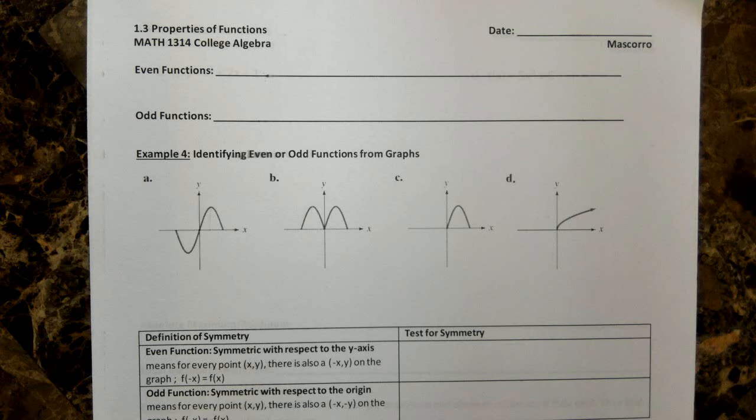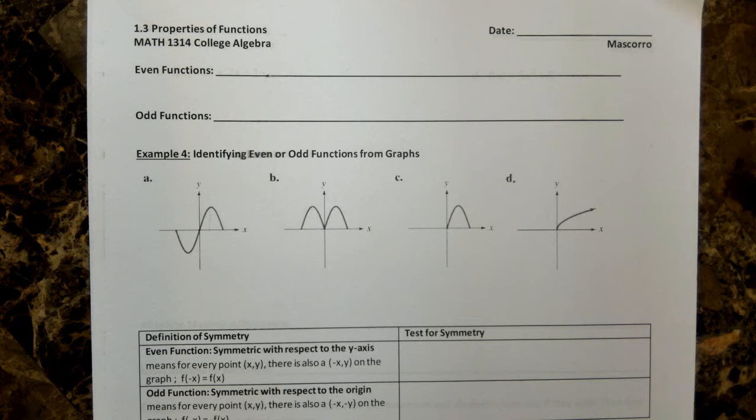All right, students, so today's lesson is going to be over 1.3 properties of functions. The last two chapters, we've covered what a function is, how to tell if something is a function or not, different properties of functions such as domain and range and intercepts. And today we're going to learn about another property of functions, which is even and odd functions.